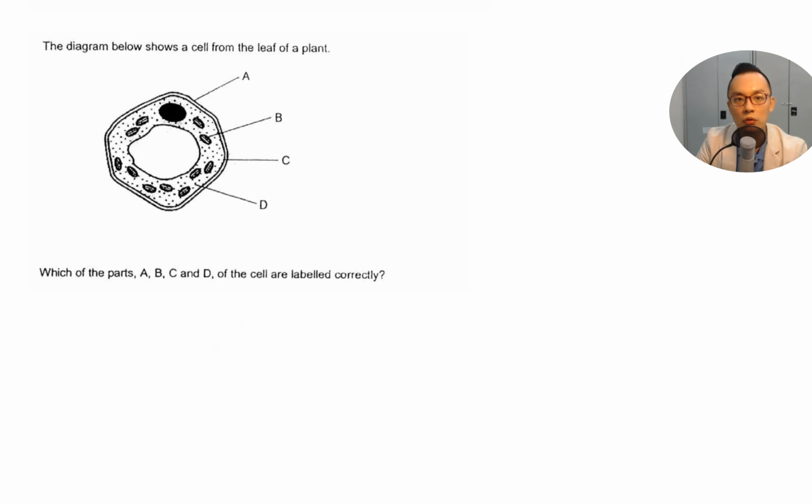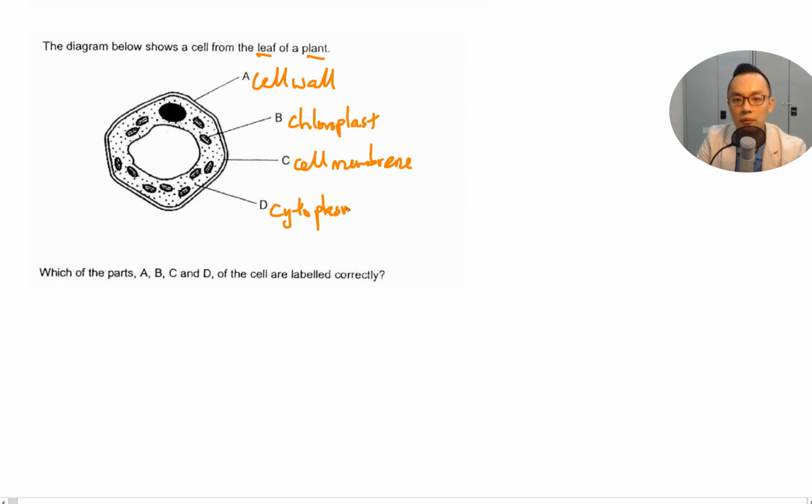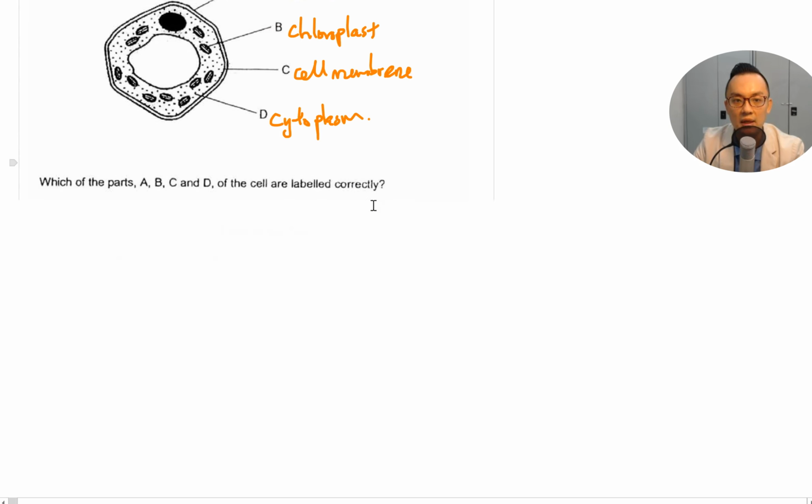The diagram below shows a cell from the leaf of a plant. So it's a leaf and it's a plant cell. Therefore, there must be a cell wall. Again, analyze before you look at the question. B is chloroplast. C is cell membrane. I'm starting to feel repetitive. Alright, I hope you too. D is cytoplasm, all right, where cell activities take place.